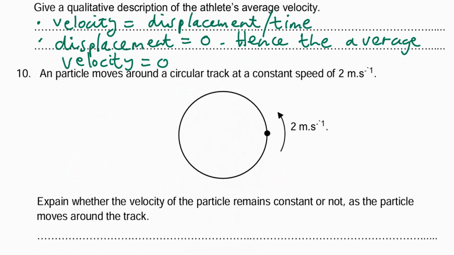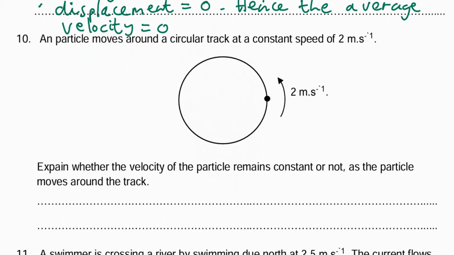Then in number 10 here, it says a particle moves around a circular track at a constant speed of 2 meters per second. Explain whether the velocity of the particle remains constant or not as the particle moves around the track. Now, we know that velocity is a vector. So it has size and direction. We know that the speed is constant as the particle moves around the track. But what about the velocity?